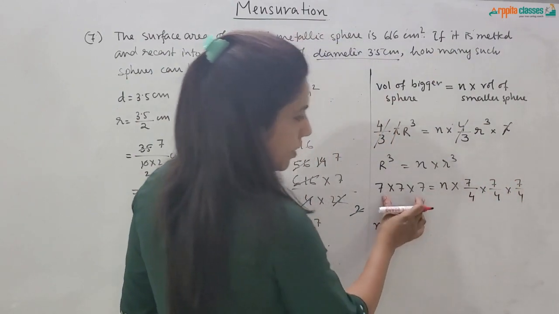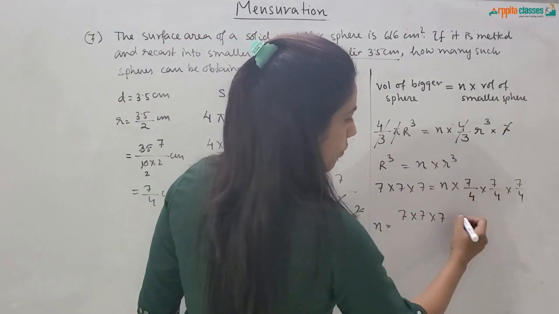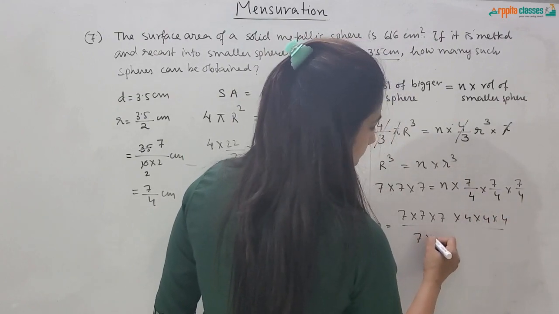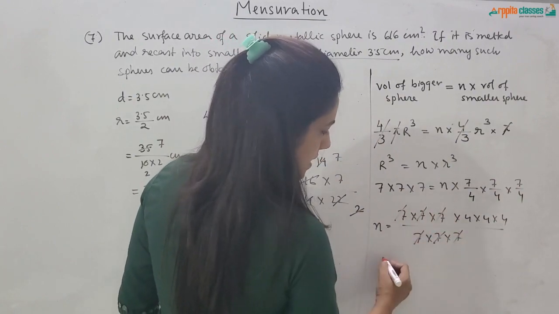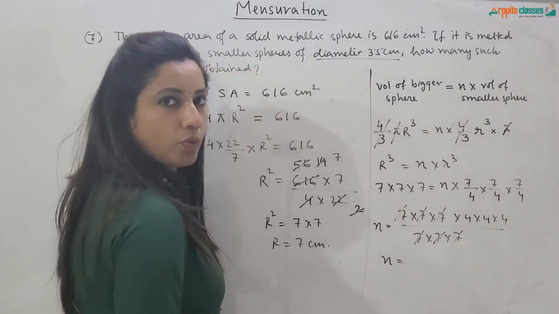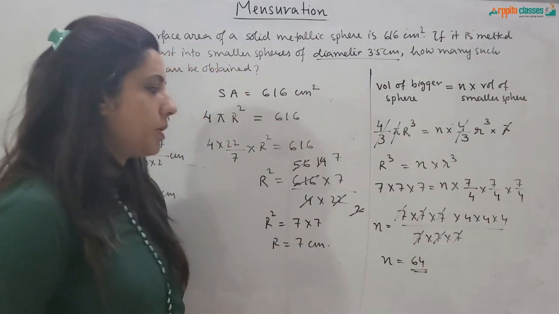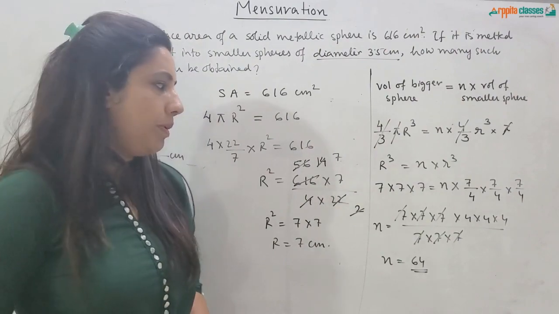Now n will be equal to, first I'll write 7 into 7 into 7. This 4 into 4 into 4 will go up, and 7 into 7 into 7 will come down. 7 gets cancelled. N is equal to 4 into 4 into 4, 4 cube, that is 64. So how many such spheres will be formed? There will be 64 such spheres formed.